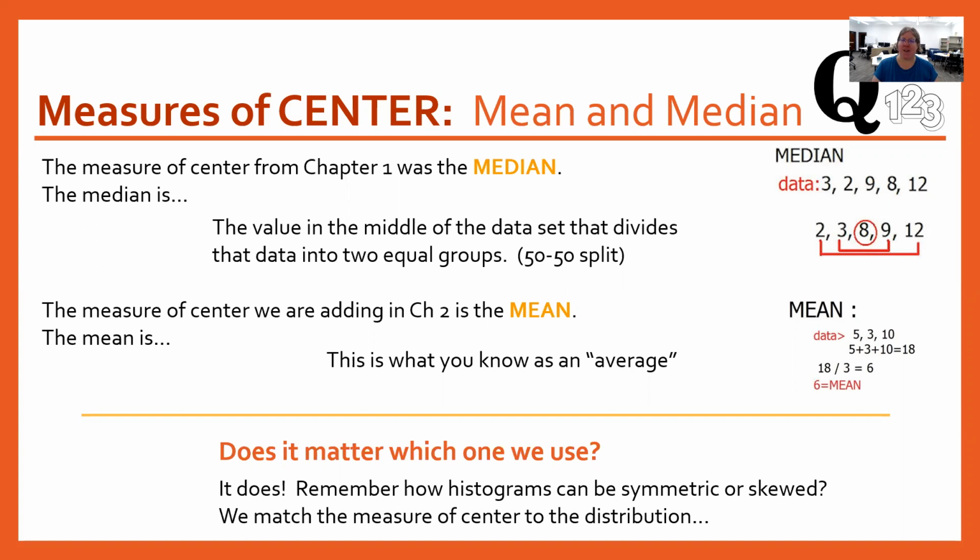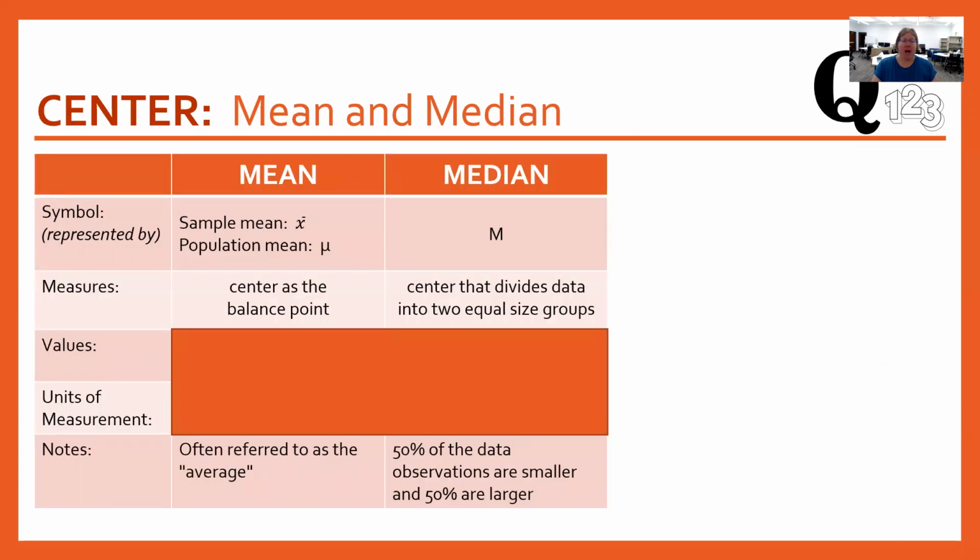All right, so let's take a look at these a little bit more closely. There's a table on your guided notes to fill in. And we're actually going to start with the second column that has the median in it. So the symbol that we use for the median is the capital letter M. This isn't a universal symbol, but this is a symbol our book uses, and it works just fine. It's the measure of center that splits our data into two equal sized groups. So it gives us that 50% of the data is smaller or below the median, and 50% of our data is bigger or above the median.